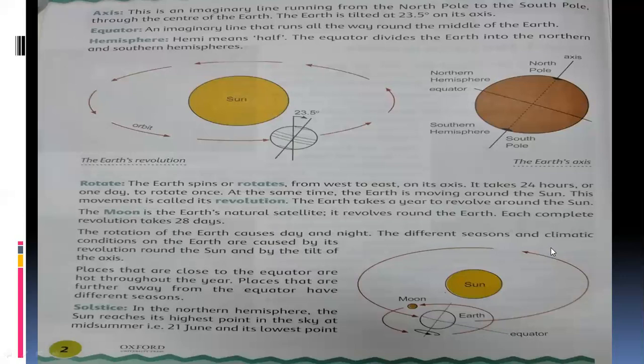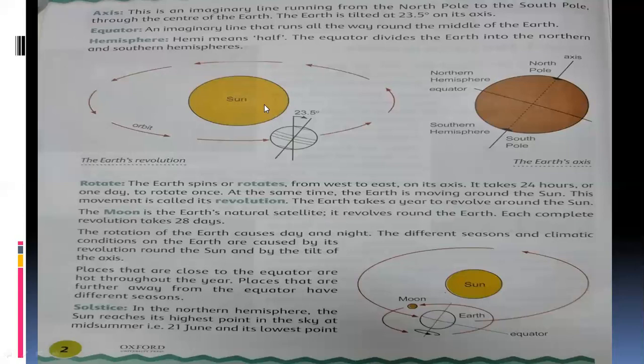The different seasons and climatic conditions on the earth are caused by its revolution around the sun and by the tilt of the axis. 23.5 degrees, as you can see, tilted around its own axis, it causes day and night. Places that are close to the equator are hot throughout the year. Places that are further away from the equator have different seasons.